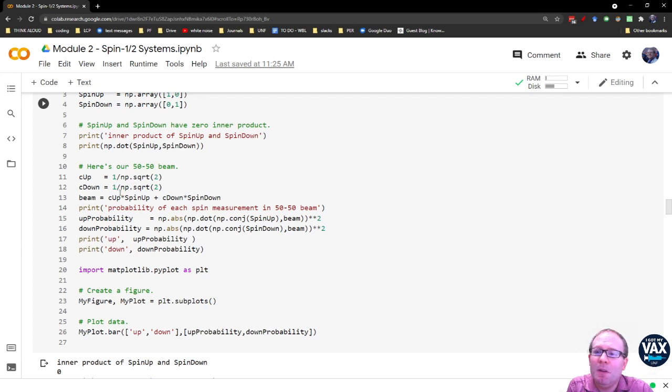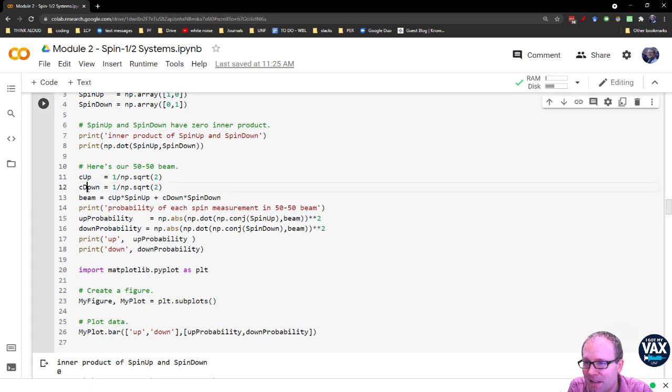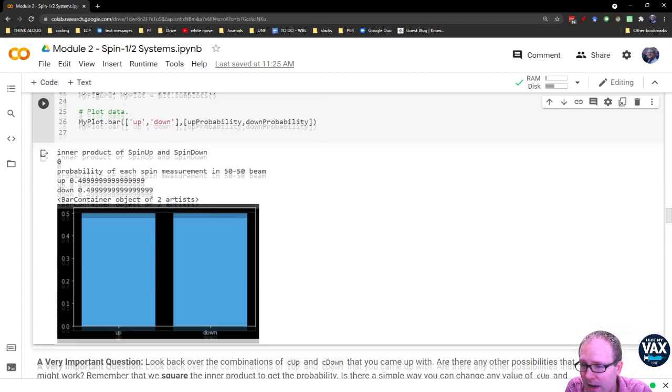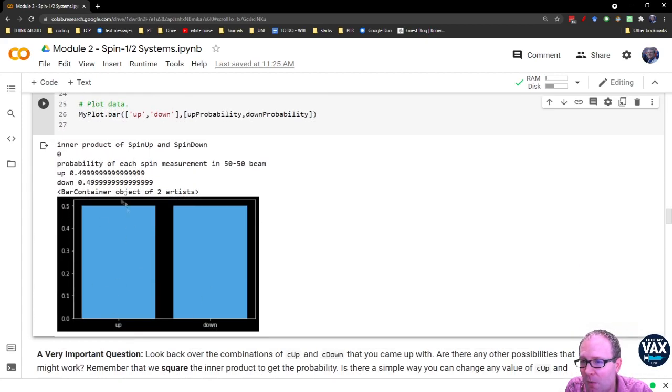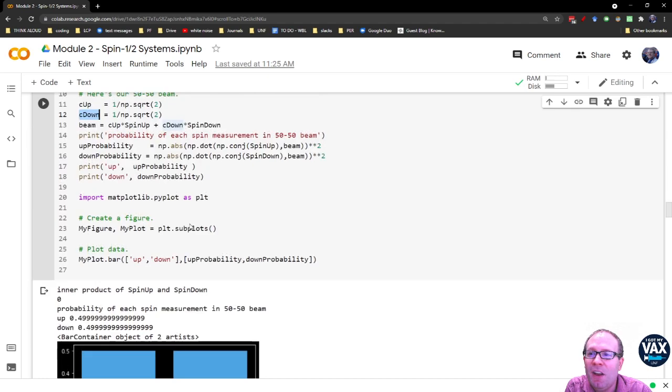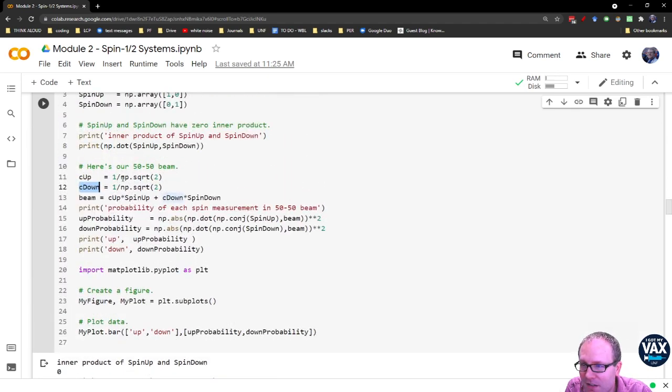And then we give an example of a 50-50 beam, but we want you to change these coefficients, C up and C down, in order to get a different beam. We've taken care of everything else. It will calculate the probabilities for you. It will even graph the probabilities as a bar chart here, where you have what percent is spin up and what percent is spin down. So as you play around with these C up and C down values, it's going to change that bar chart to show you the new distribution.